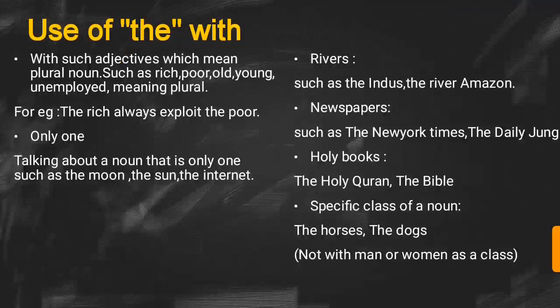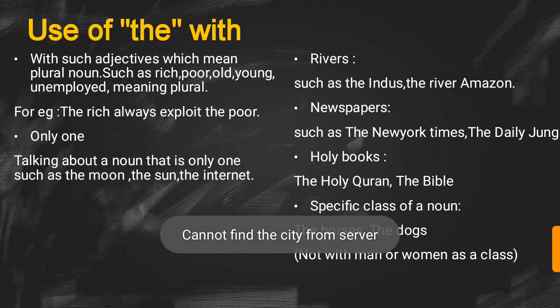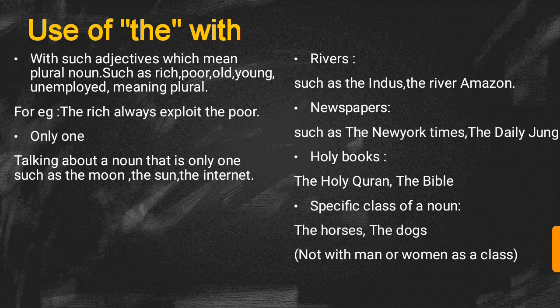For example, the rich always exploit the poor. Here, rich and poor are not used as adjectives but as plural nouns. So use the article the with such nouns. When we talk about such a thing that is one and only of its kind in the whole world or the whole universe, we use the article the, such as the moon, the sun, the internet.